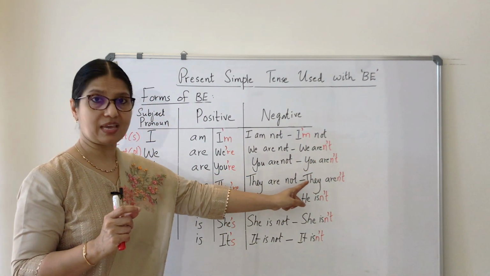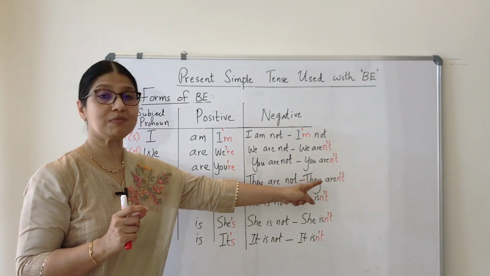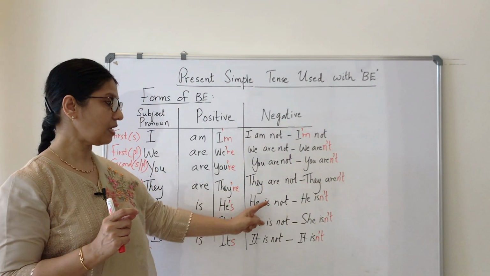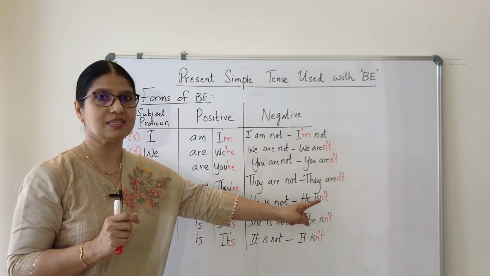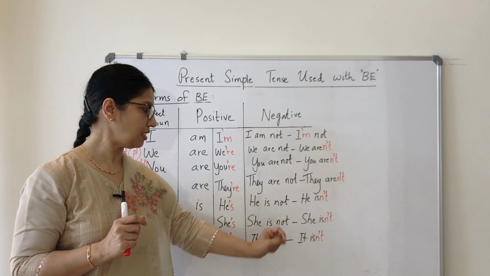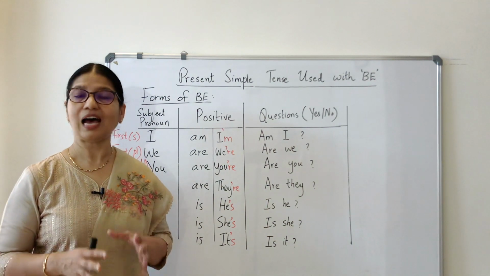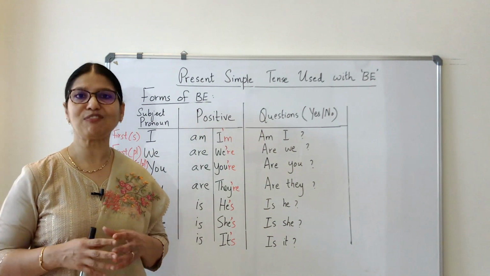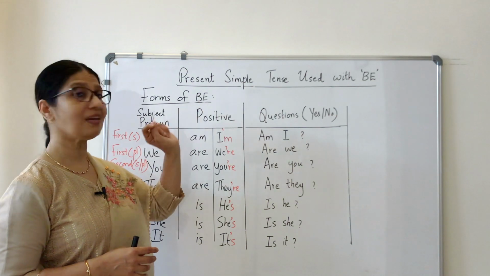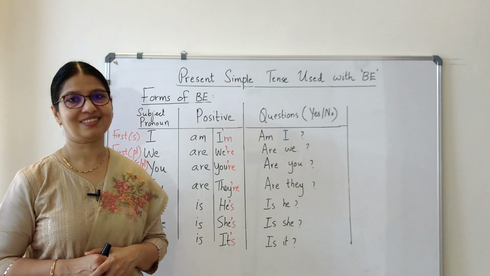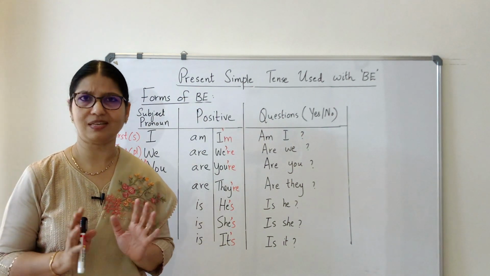Again, the same with they. We have they are not becomes they aren't. He is not becomes he isn't. She isn't. It isn't. Thus, we have already learned how to make the positive and negative form using the verb be in present simple tense. I hope you found both of them very easy.